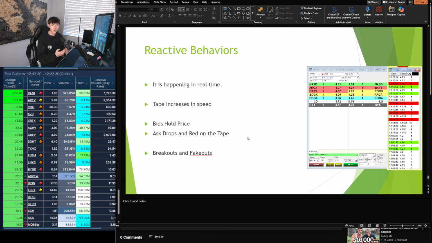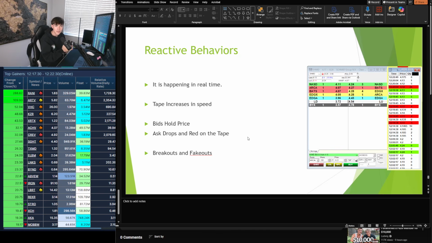And I have examples to go over these. I know we're going really quick, but I want to get to those live trading archives so we can really break down and dissect what these levels are.